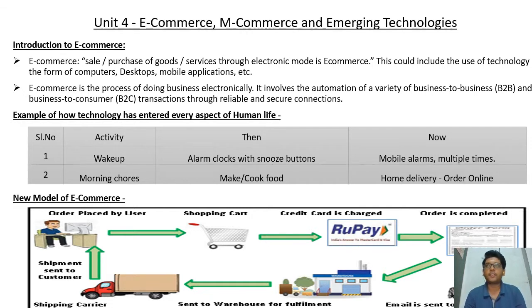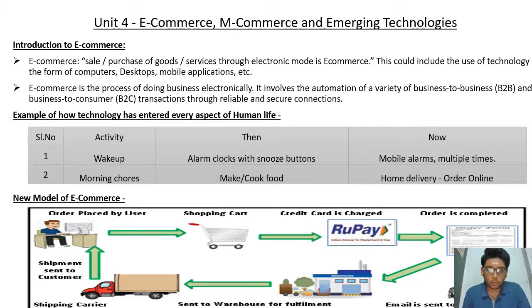Now we will see examples of how technology has entered every aspect of human life. First, when we wake up, before, we used to have an alarm clock with snooze buttons. Now what do we have? We have mobile alarms, and we set them multiple times, snooze everything. So technology has developed, we are coming into new technology. Second, in the morning, usually we wake up and previously we would cook food. Nowadays what do we do? We have Swiggy, Zomato, Uber Eats, we order food, everything is done online. So technology is playing a very huge role in everyone's life nowadays.